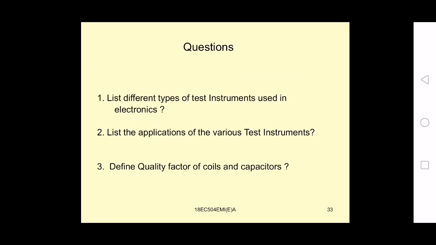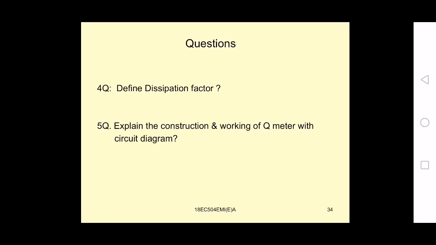There are different questions that can be asked on this: list different types of test instruments used in electronics, list the applications of various test instruments, define quality factors of coils and capacitors, define dissipation factor, and explain the construction and working of the Q meter with a circuit diagram.